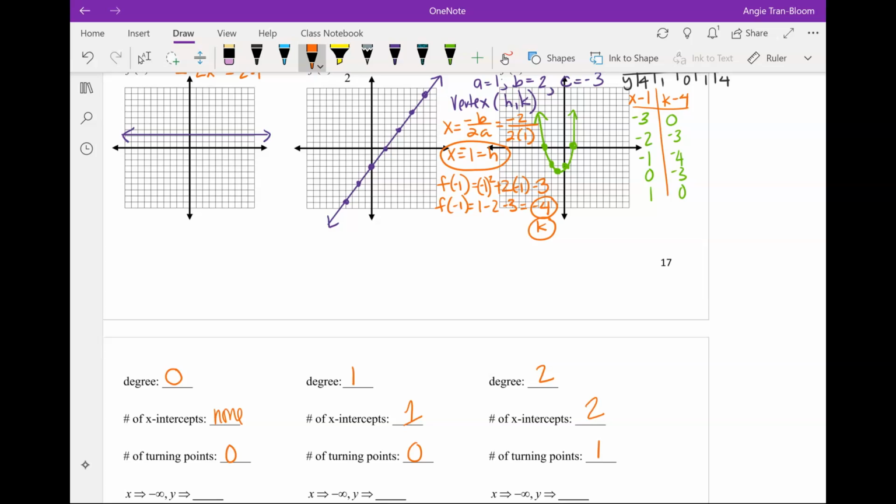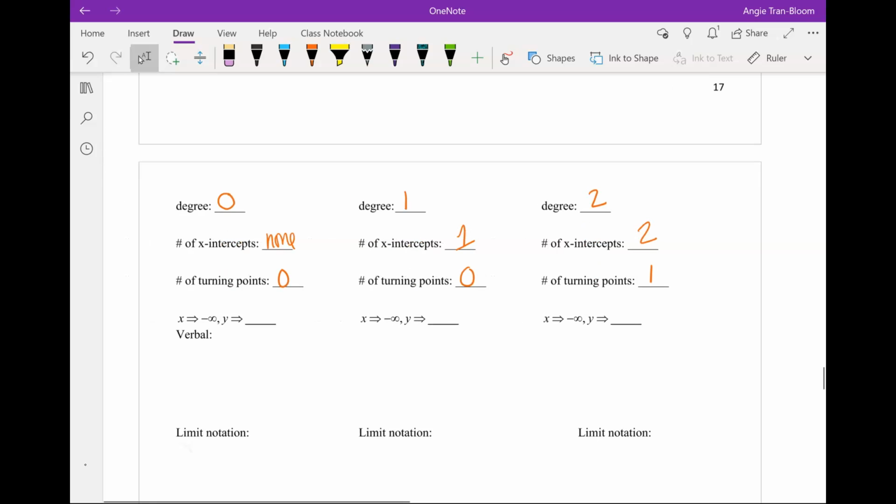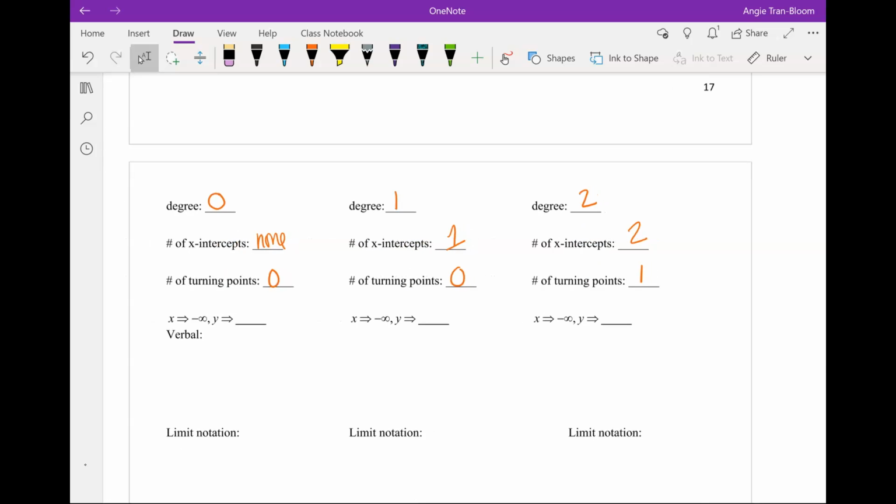If you have 2 degrees, what's the most turning points you're going to have? Exactly. The most, again, most means the highest. Technically, for this one, I don't have to have any, right? Okay. Now, this is the language that we want to look at. Can you guys see there's an x and there's an arrow and then negative infinity? And then a y arrow and then blank space? Okay. This is the end behavior right here.